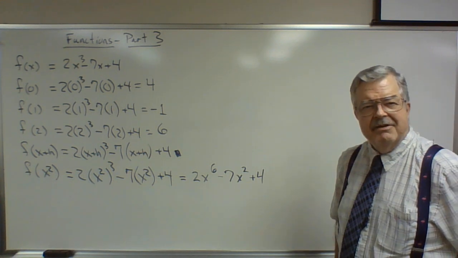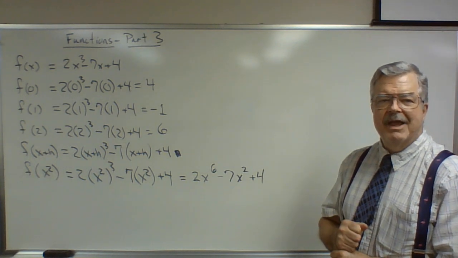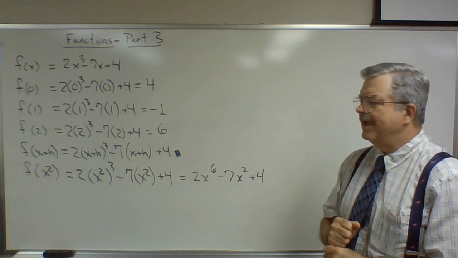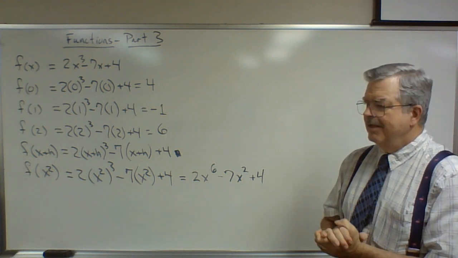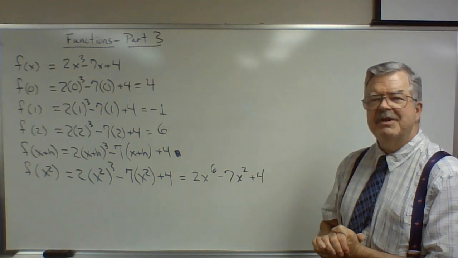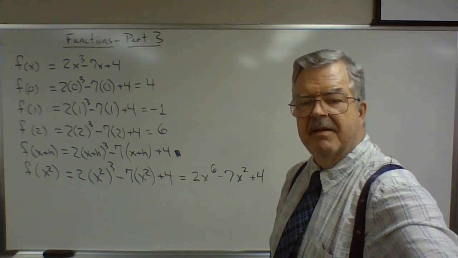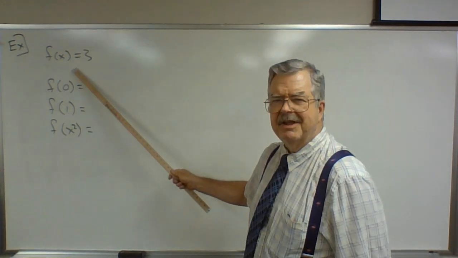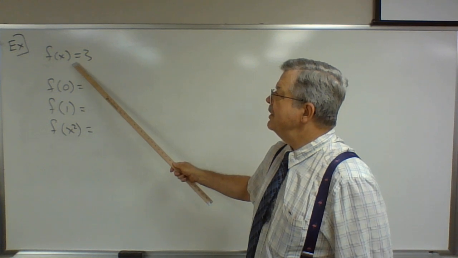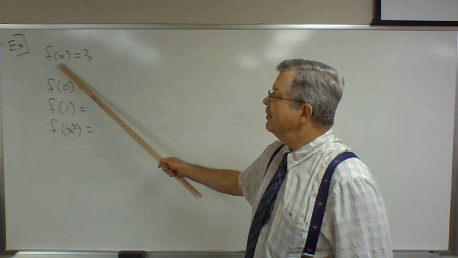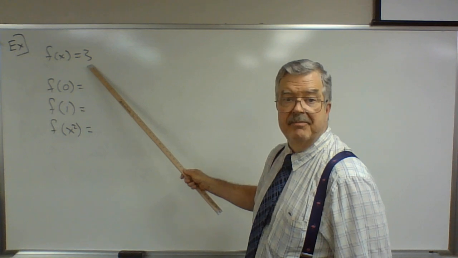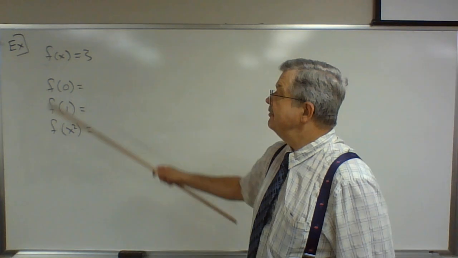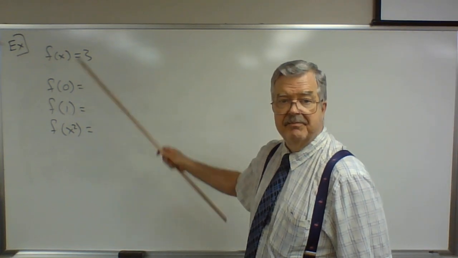Now, maybe I should do one more example. I think we need to see another example. It's kind of a special case, so I think we need to see this one done. This is a tricky thing. This is what we call a constant function. We have f of x equals 3. Now, if we did this in terms of y, this would be y equals 3.